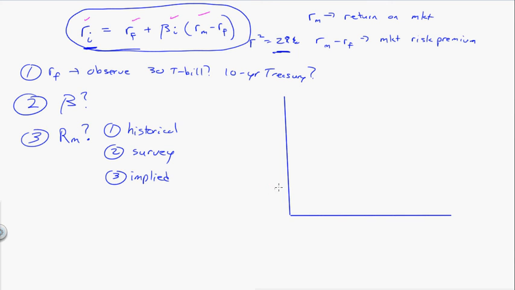and change colors. What we have here is the security market line. This is beta, this is return. So it says that for any stock, you tell me the beta for the stock, then I should be able to tell you the return. So every stock should lie on this line.